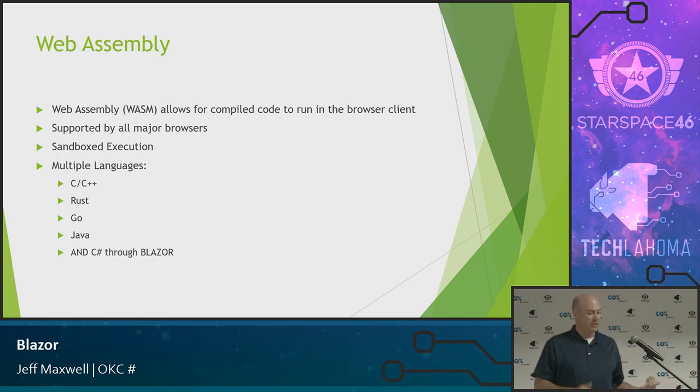So what's happened over time is WebAssembly, or WASM, allows you to create an assembly that goes into the browser and runs in the client of the browser. It started out with C and C++, but pretty much every language has now kind of jumped on board: Go, Rust, Java, and now C# with Blazor.